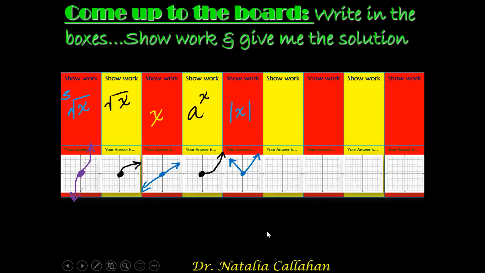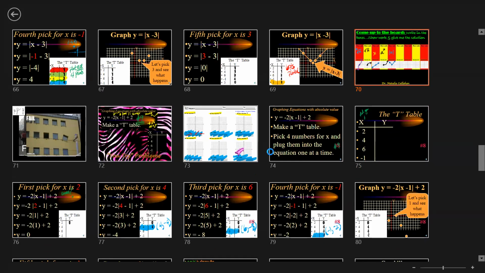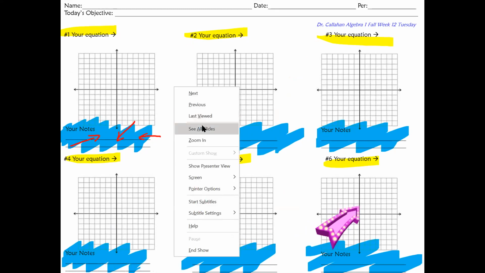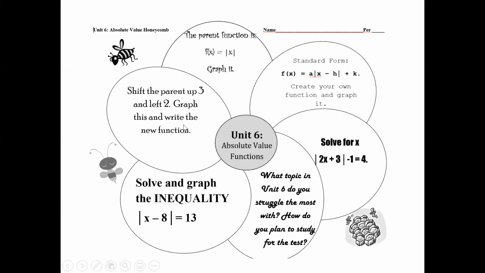All right, you guys, you should have had all 6 of them graphed together. So that should be completed. Your last one is right here, and you should have that last one completed. So all 6 of them should be done. All right, now to practice your skills on this, turn over to this page right here. Here I have a honeycomb of absolute value. What I want you guys to do is answer the following question. The parent function is this, graph it.